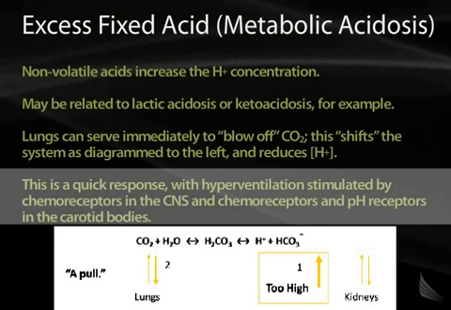When there is an excess of non-volatile acid, the lungs respond by increasing minute ventilation. This will decrease the carbon dioxide concentration, driving this equation to the left. The end result is that the free hydrogen concentration will be lower and pH will move toward the normal range.